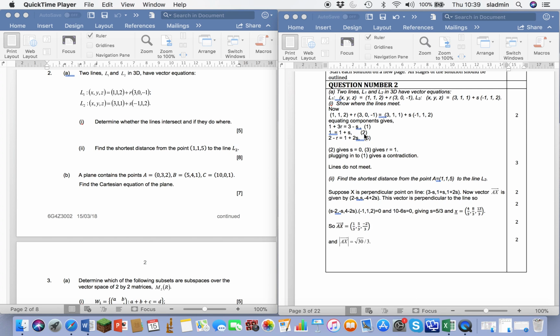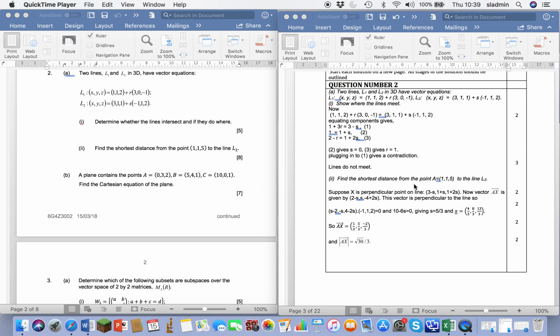Now if you look at equation 2, that gives s is 0. And equation 3, using s is 0, gives us r is 1. And if we plug that into 1, then we get a contradiction. So therefore, these lines do not meet. So there is no solution to equations 1, 2, and 3.